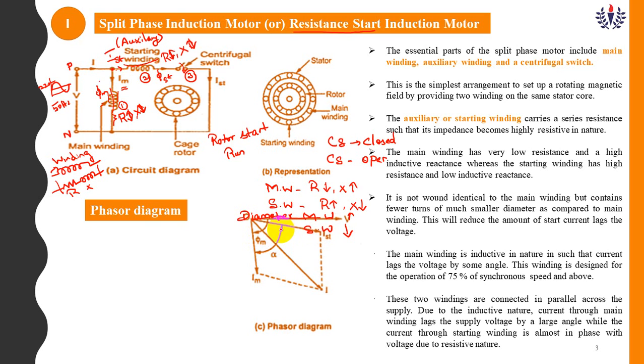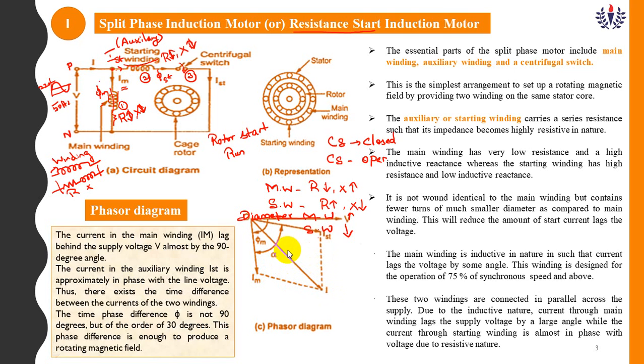The angle between Ist and Im is alpha. Alpha is the angle between Ist, the starting current in the starting winding, and Im, the main current in the main winding. So the overall resultant will be a current I, and these two lines we have to join.